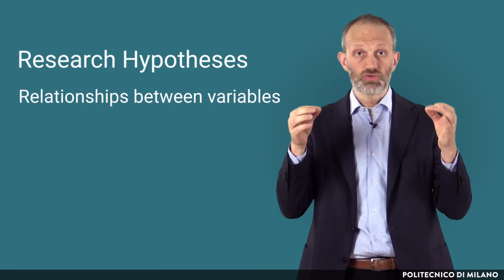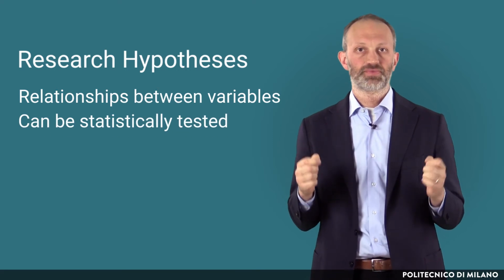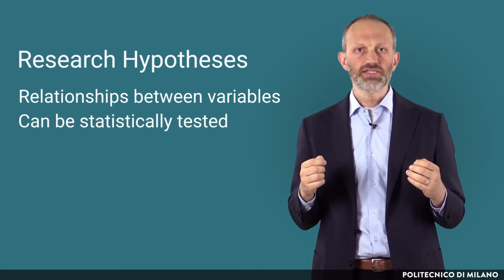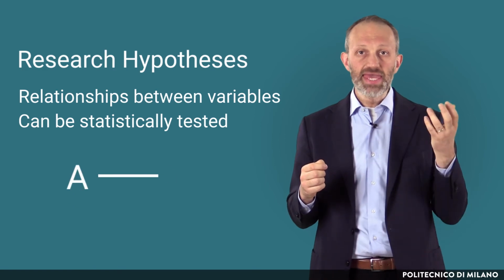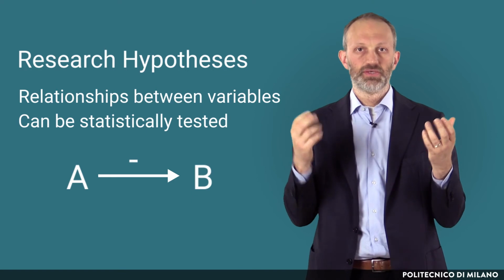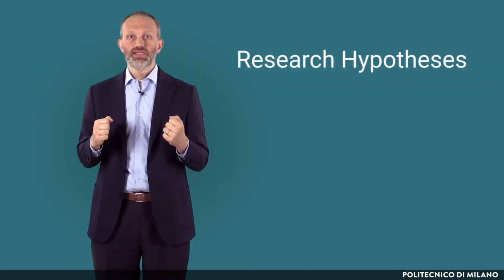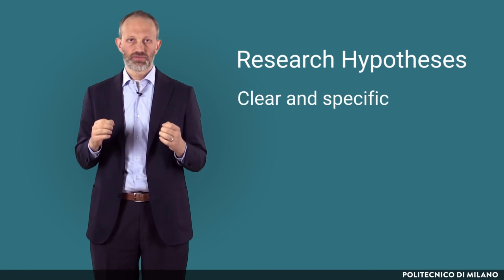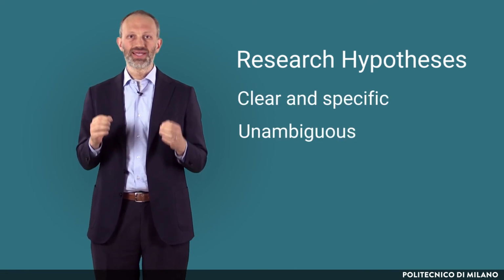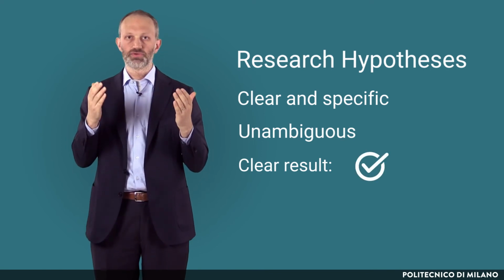Finally, we need to formulate research hypotheses that are specific relationships between two or more variables which can be statistically tested. They are typically formulated in the form variable A has a positive or negative impact on variable B, so with a clear direction and sign. They need to be very clear and specific, unambiguous, to allow a clear result. That is, they will be either rejected or supported.